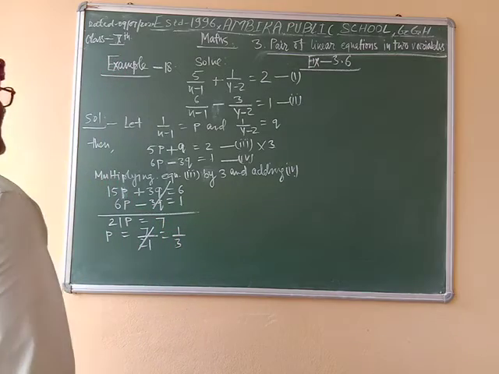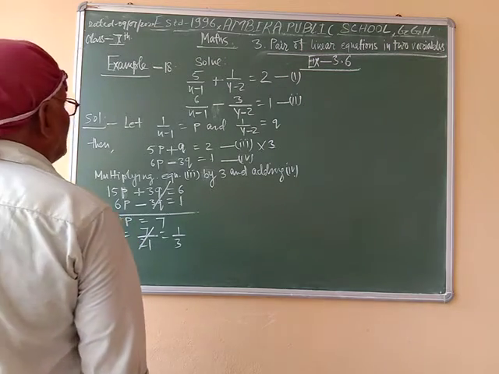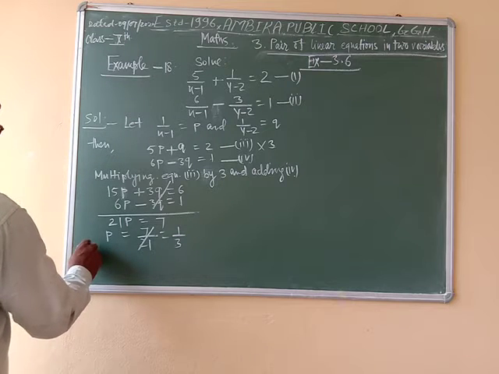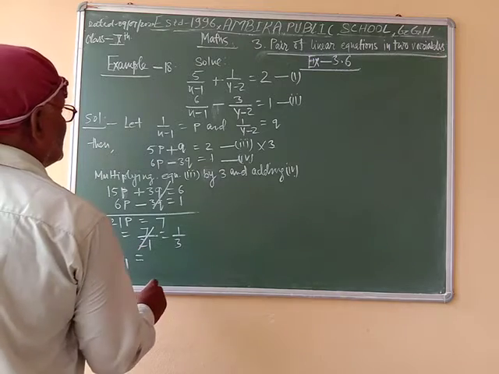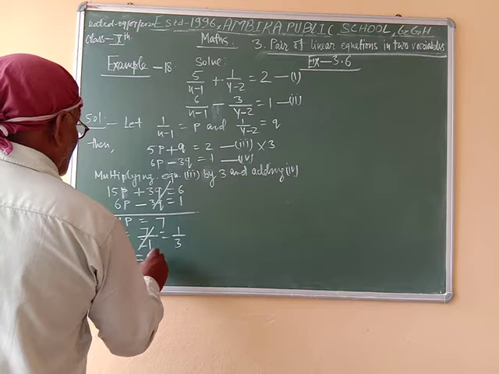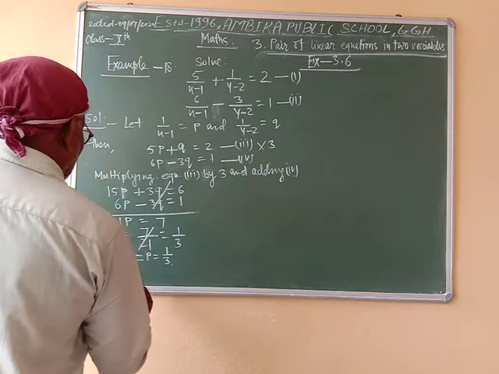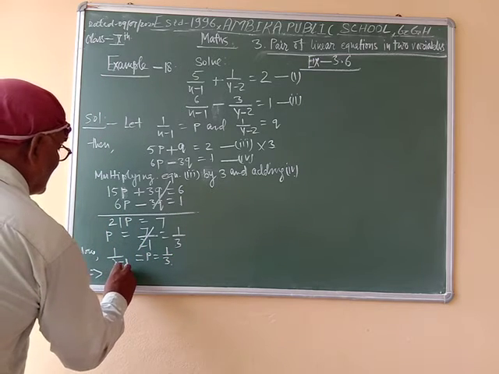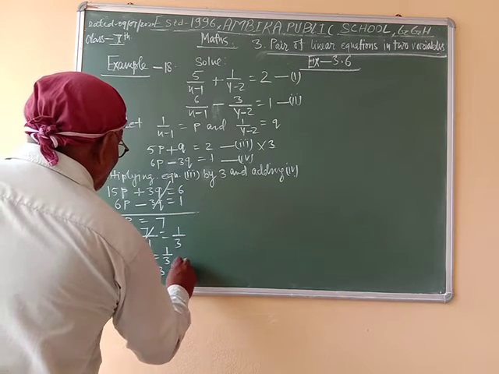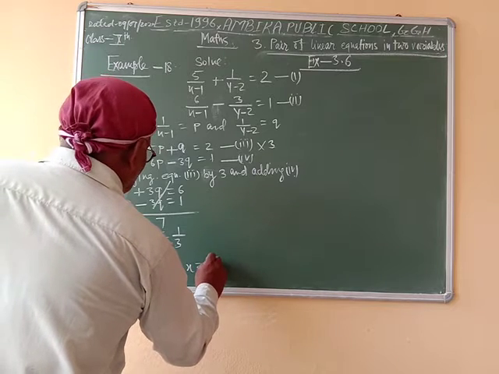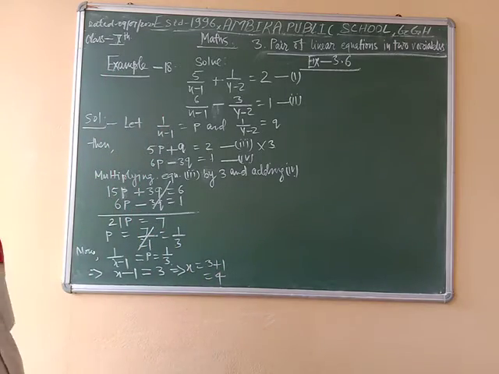The value of p is equal to 1 by 3. Now 1 by x minus 1 is equal to p is equal to 1 by 3, or x minus 1 is equal to 3, or x is equal to 3 plus 1 is equal to 4. Means the value of x is equal to 4.